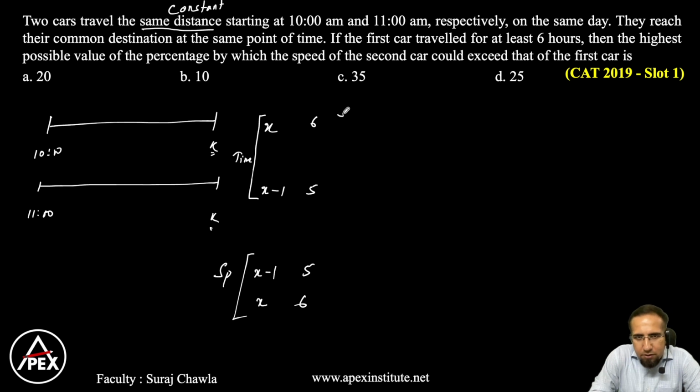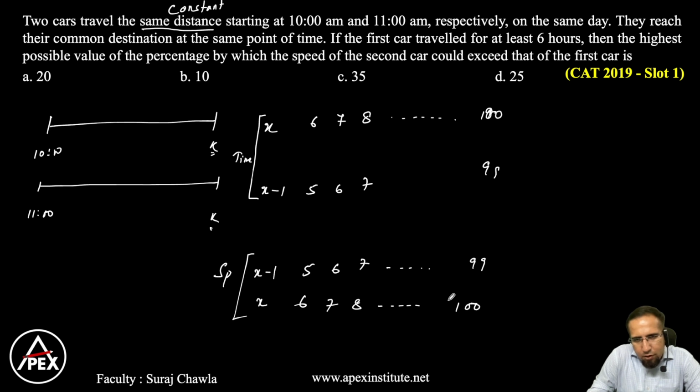Similarly, this can be 7, this can be 6, this can be 8, this can be 7 and so on. It can go anything. It can be 100, it can be 99 and so on. And this will be reversed. So this becomes 6, 7, 7, 8 and so on. This will be 99. And now the question is asking you the greatest percentage change.